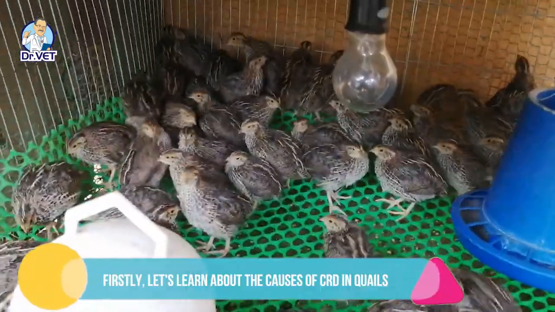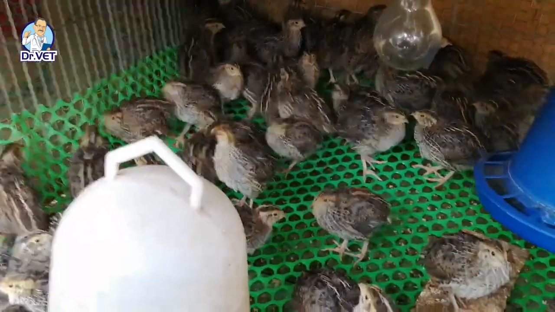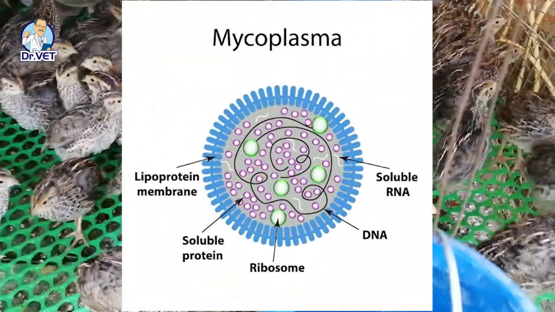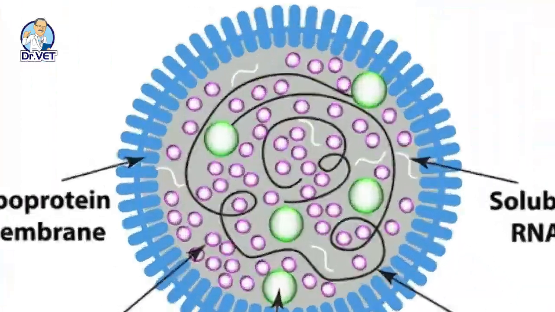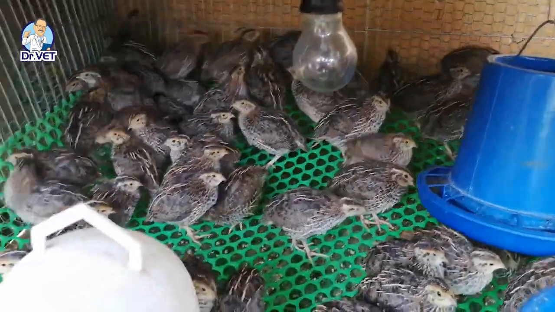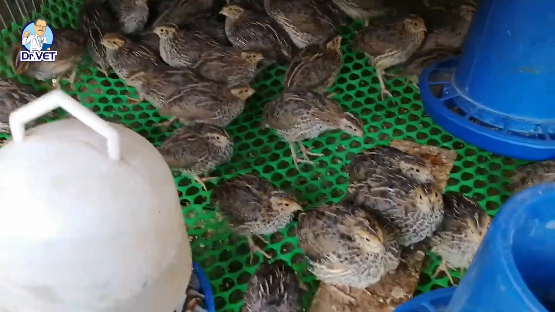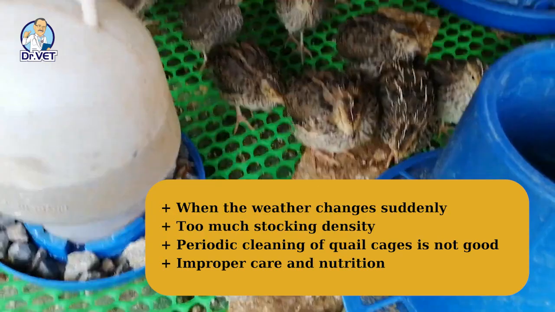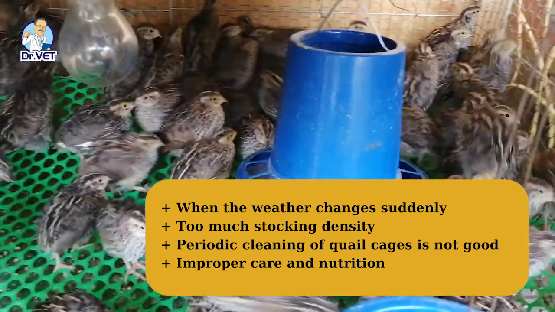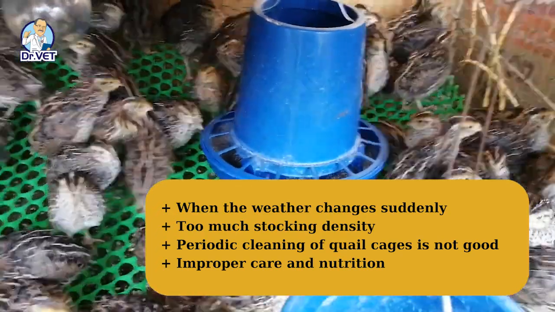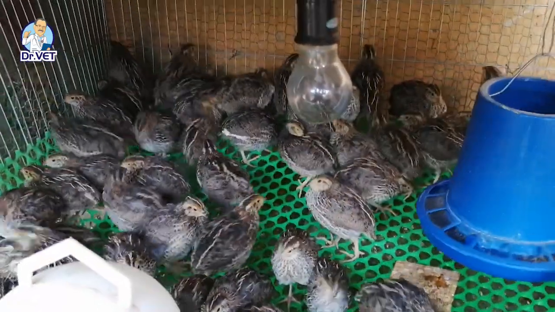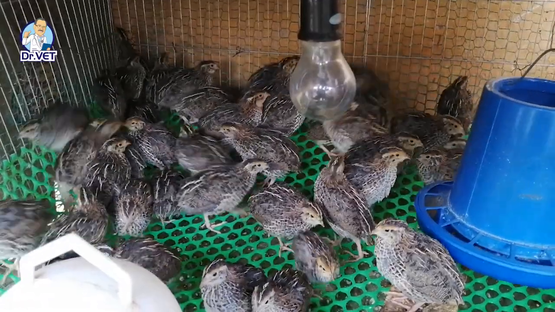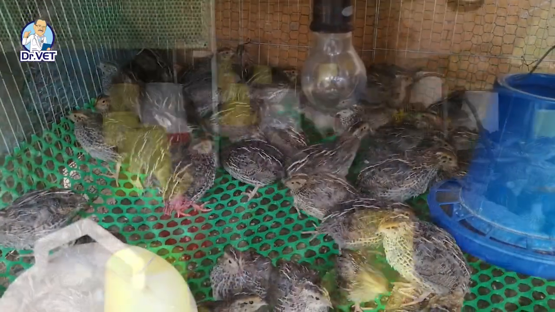Firstly, let's learn about the causes of CRD in quails. CRD is an infectious disease caused by Mycoplasma bacteria. This bacteria exists in the air, feces, and livestock equipment. The disease only occurs when there are stress factors that reduce the resistance of quails, such as when the weather changes suddenly, too much stocking density, periodic cleaning of quail cages is not good, improper care and nutrition. Therefore, people need to understand some of the main causes of the disease, thereby finding preventive measures to minimize the rate of disease outbreaks in the flock.